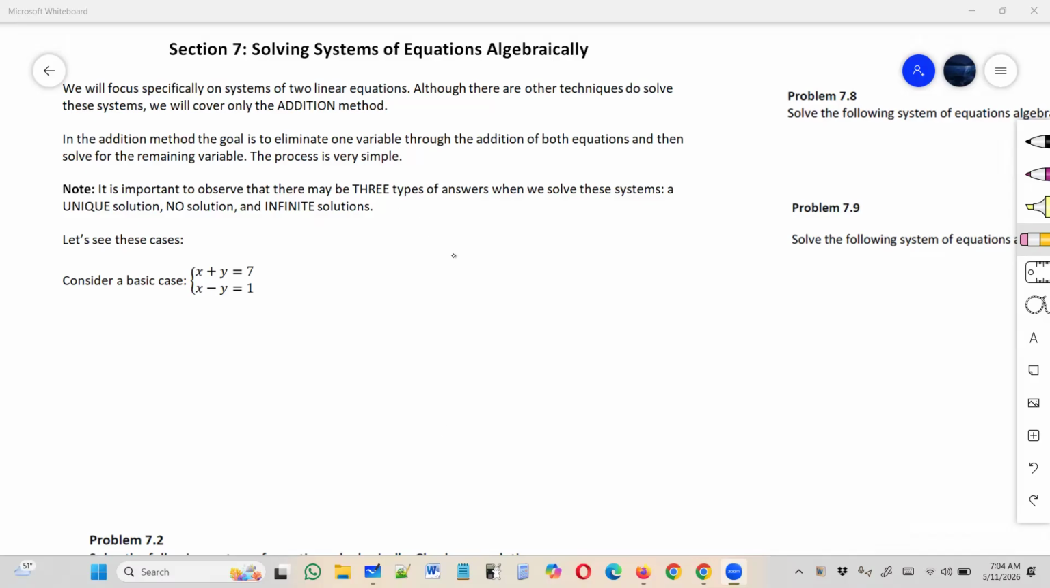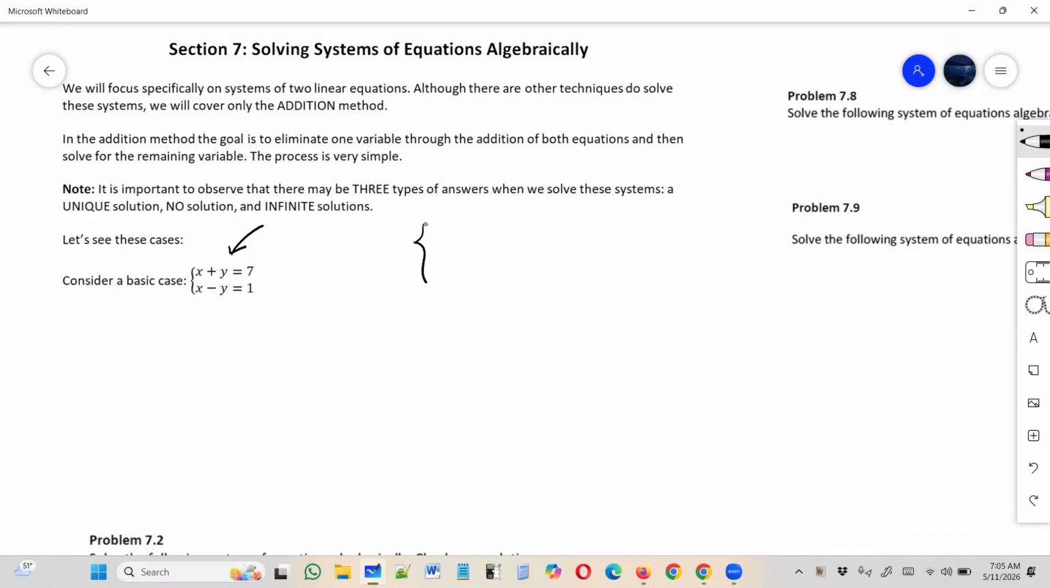Hello, everybody. So this is our video dealing with section 7, which is solving systems of equations algebraically. Now, the system that we're going to solve, I have an example here that we're going to cover. It looks kind of like this, okay?